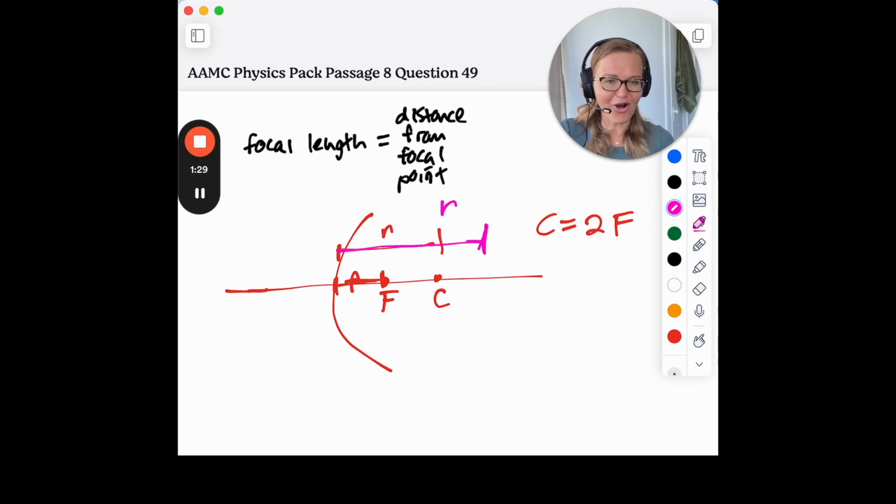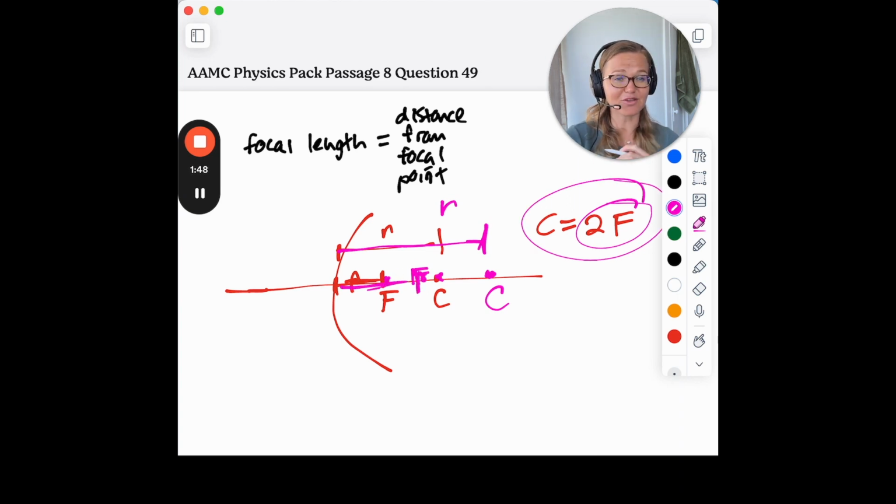So now this is R. Well, we said that the radius of curvature is the distance to our center of curvature. So now instead of our C being here, it's going to be over here. And we said our C is 2 times our F. So now instead of our F being here, it's got to be farther over here. So we had to change our F if we change our C, because the two are related by this equation where the center of curvature is just twice our focal length.